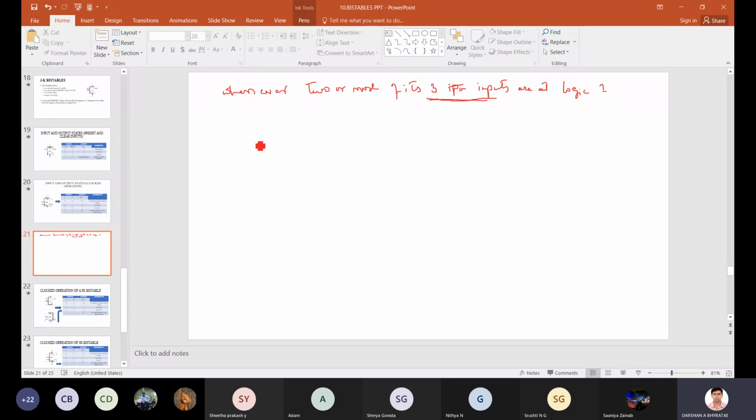Okay. So first you have to draw the truth table, because they are asking for the logic circuit. They are expecting you to draw the logic circuit, and if I want to draw the logic circuit, first I need the truth table. So in the question, three inputs are given.